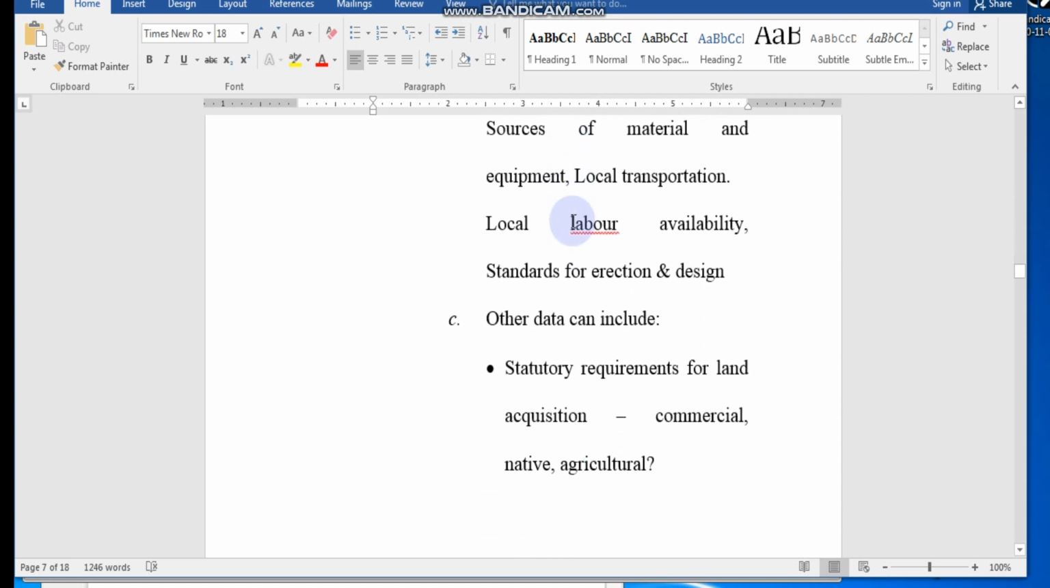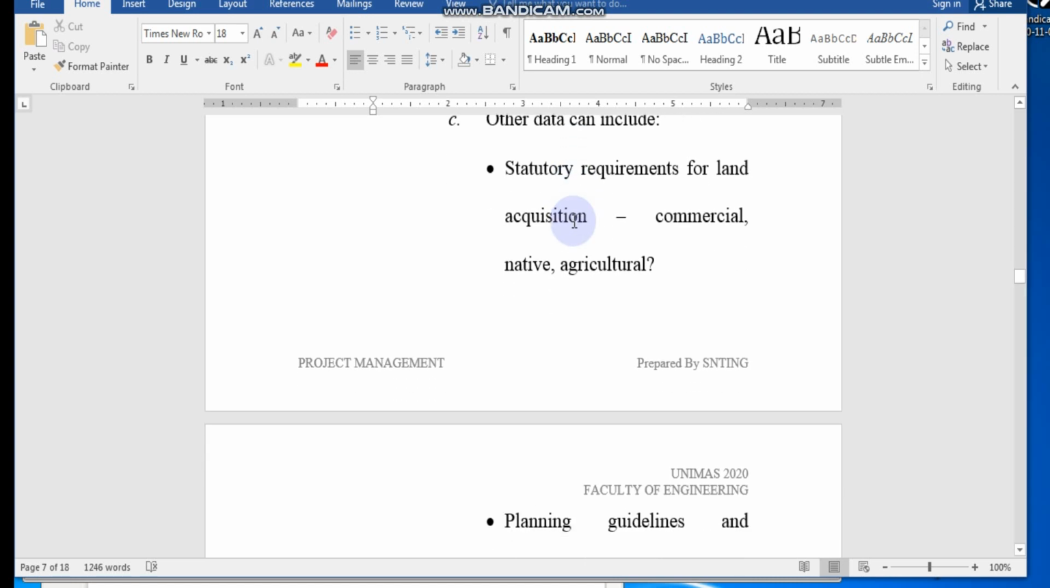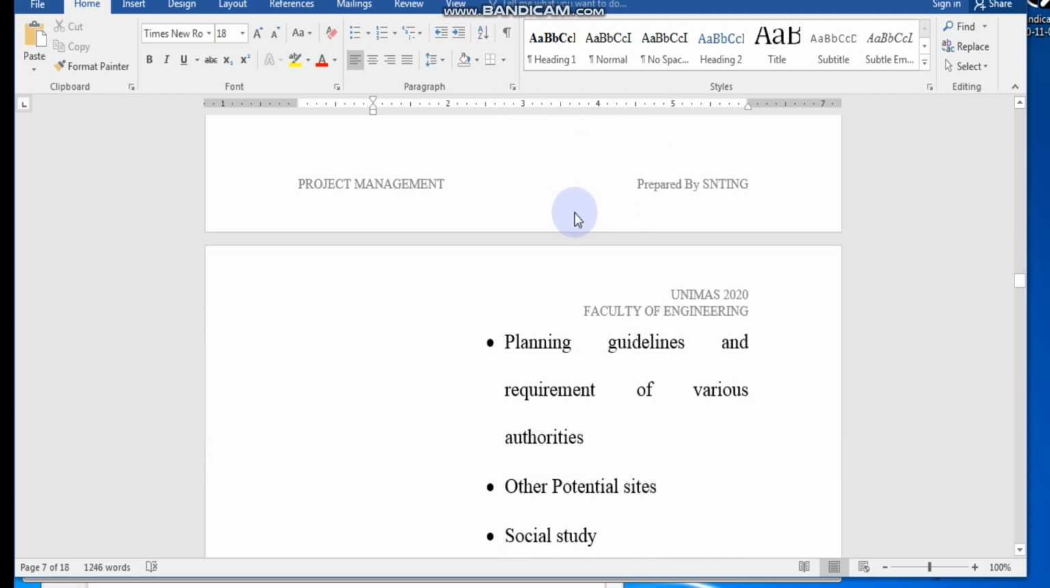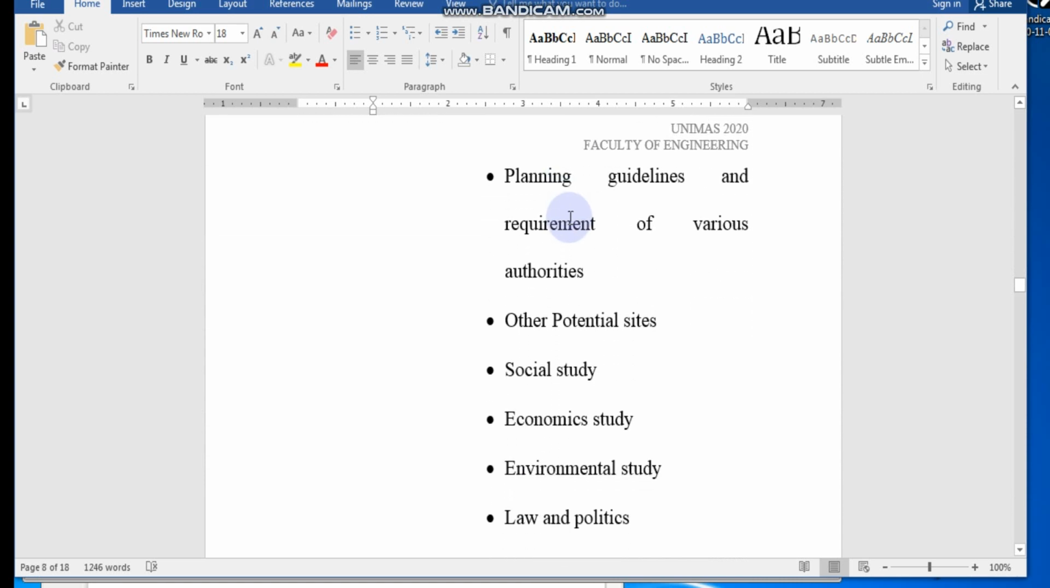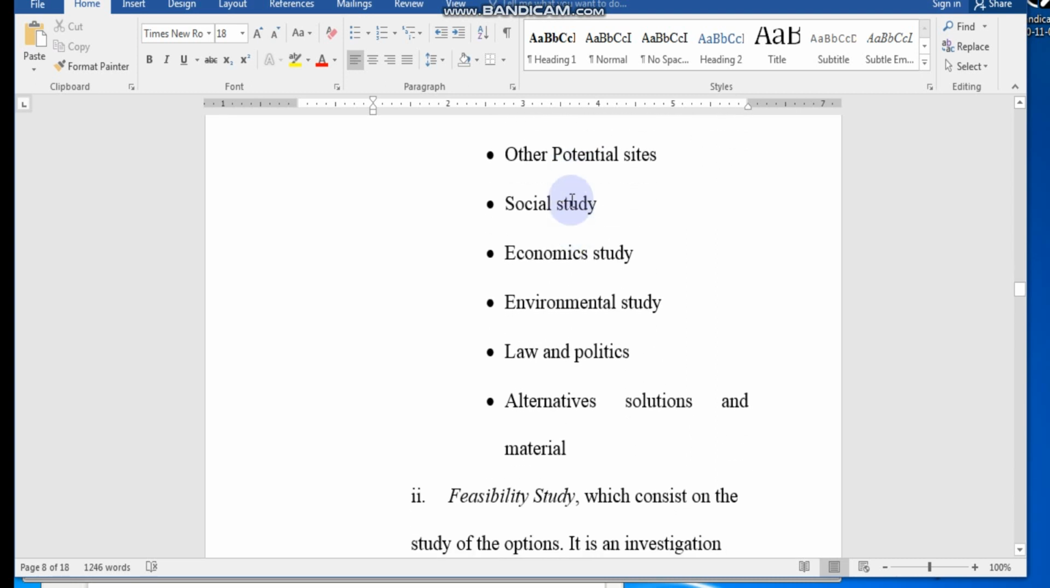Okay, then we will also look into statutory requirements, whether this land is for commercial use, is it going to be for agricultural, can it be converted, what are the planning guidelines, and we will also do a lot of other studies, such as financial and economic studies, what other sites could potentially replace this particular site, and is there a better way of doing it. So we will also study all these things.